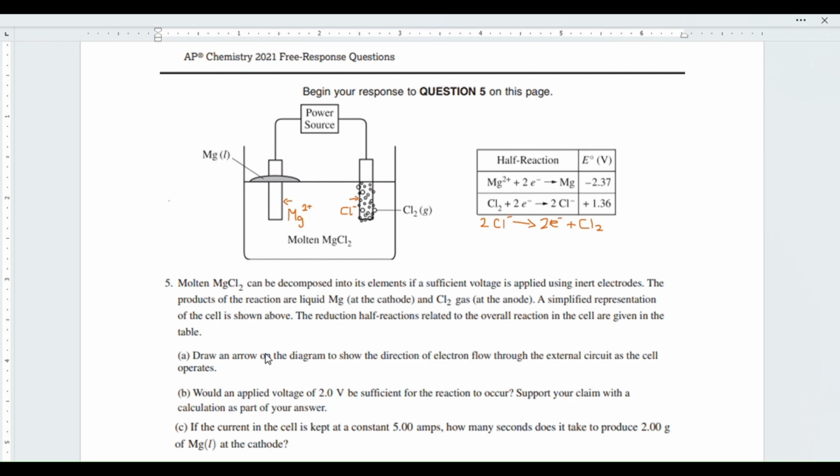So this is a question from the AP Chemistry 2021 paper. This is question 5 over here. Now this is an electrolysis cell over here. And first of all, they say that we need to show the direction of electrons.